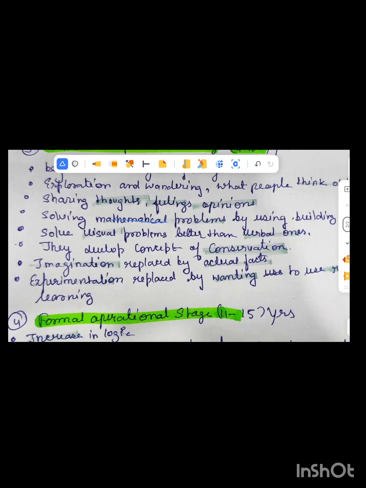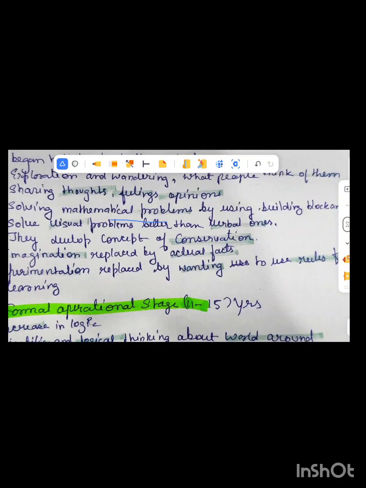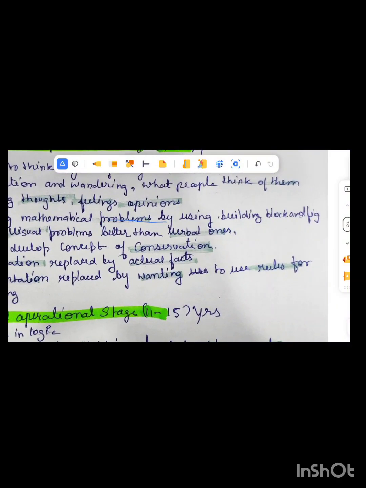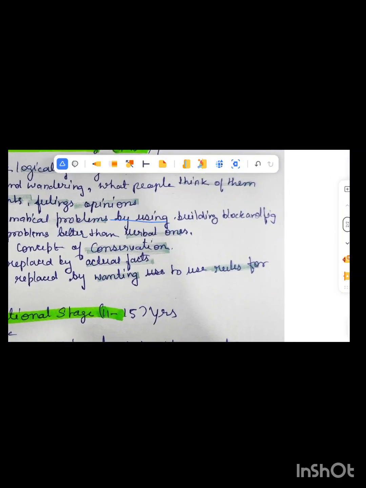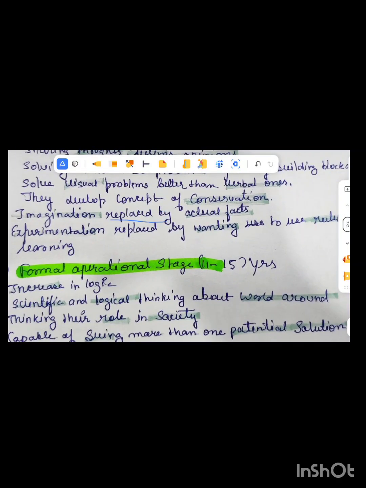Here the imagination is replaced by actual facts, and experimentation is replaced by wanting to use rules for learning. So this might be asked: which stage of Piaget's theory of cognitive development is the one where imagination is replaced by actual facts and experimentation is replaced by wanting to use rules for learning? This is the third stage.